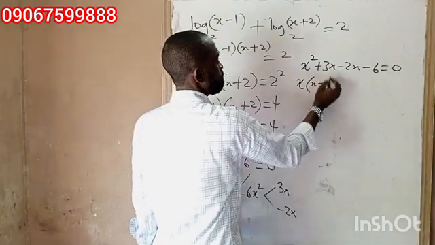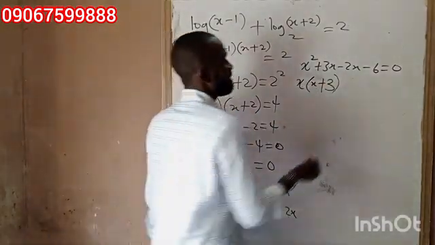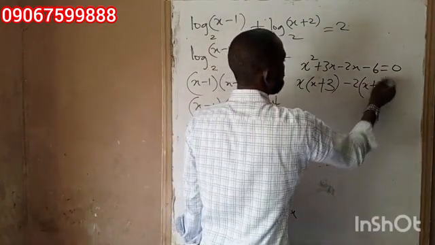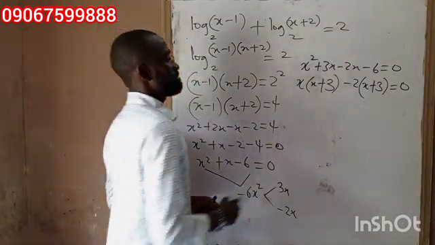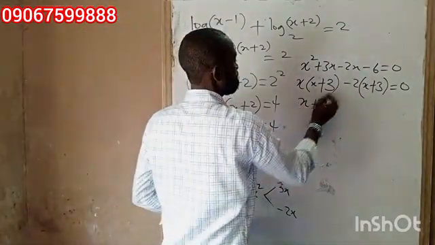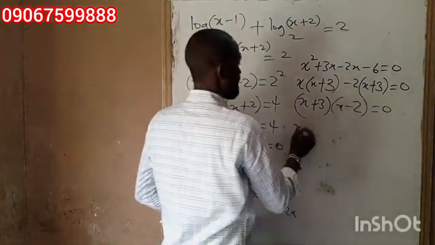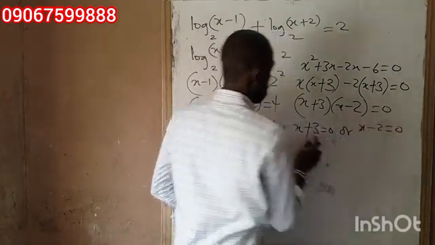x bracket x plus... I think we've done factorization in school, so this one is very easy. So minus 2 bracket x plus 3 equals 0. Okay? So what's the next thing? Either x plus 3, x minus 2 equals 0. So we now pick x plus 3 equals 0, or x minus 2 equals 0.